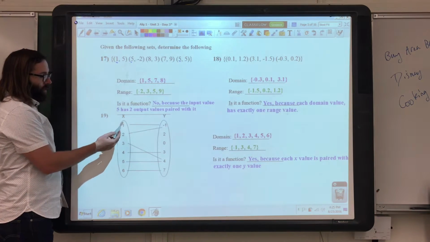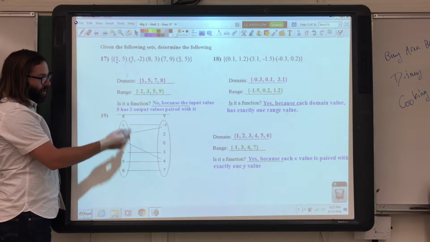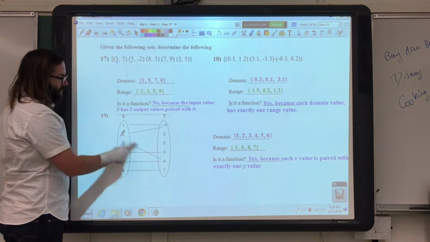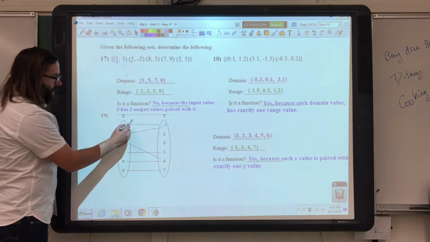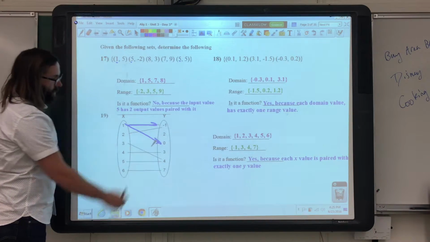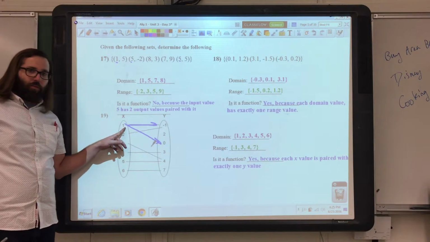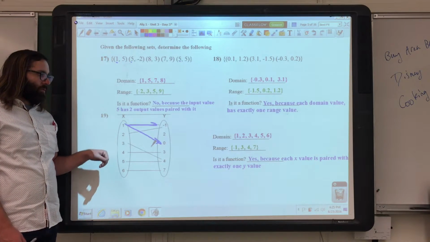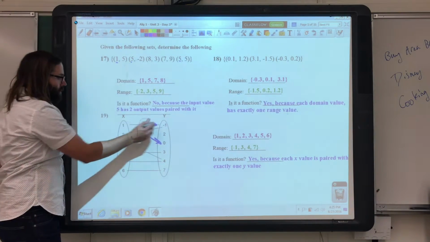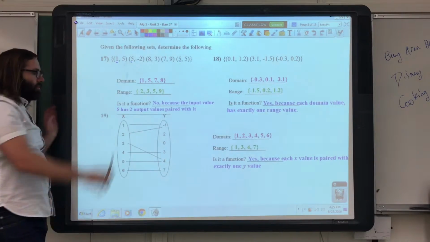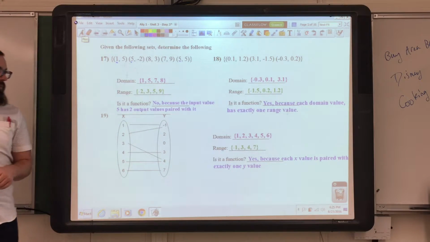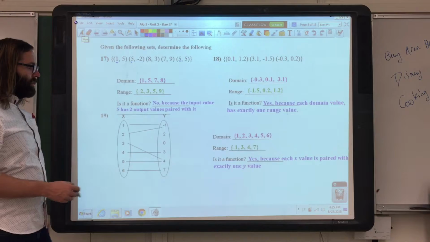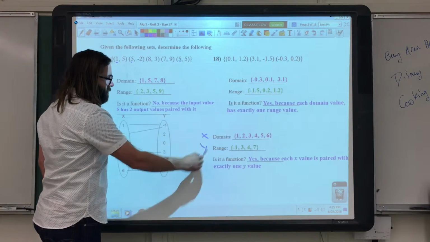Okay, come down to this one. There's only one X going to each thing. There's not like one going here and one going here. If this were the case, you would have duplicate X's, and that would not be a function. But since it's not doing that, it is a function. Remember, domain is X, range is Y.